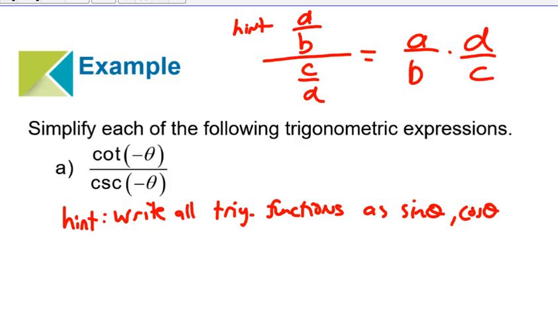Okay, so right now you got hints. Eventually you won't have any hints. But one of our techniques will be to change everything to sine and cosine. So that's what I'm going to do, right?